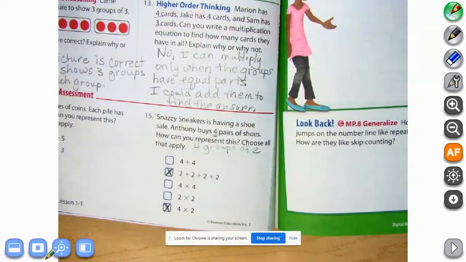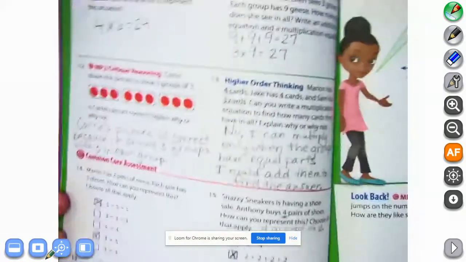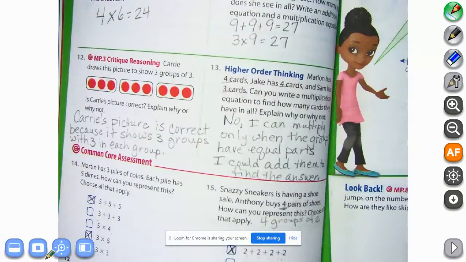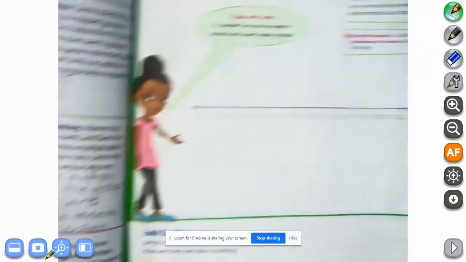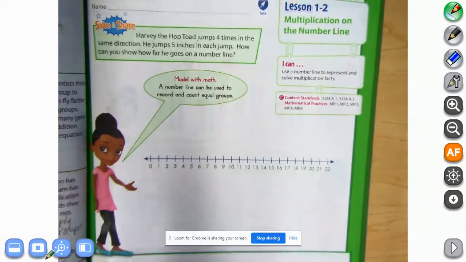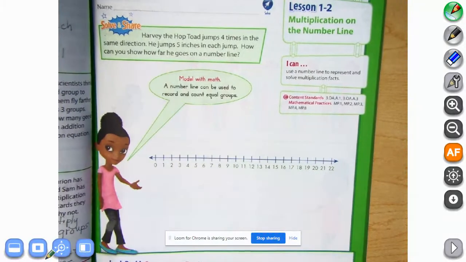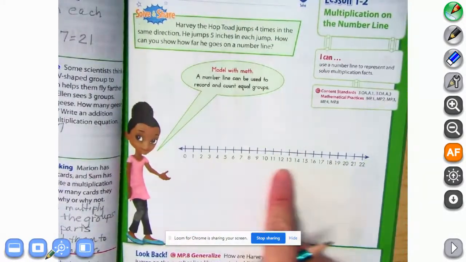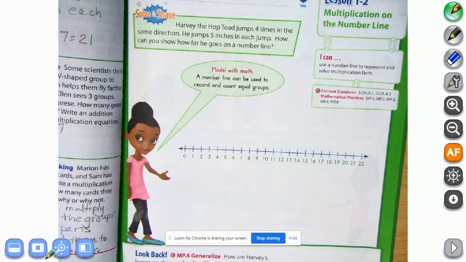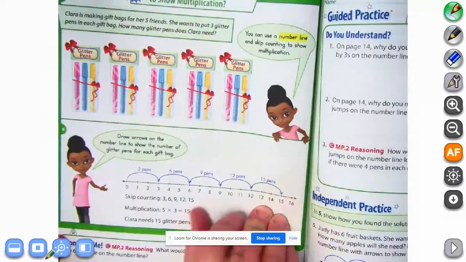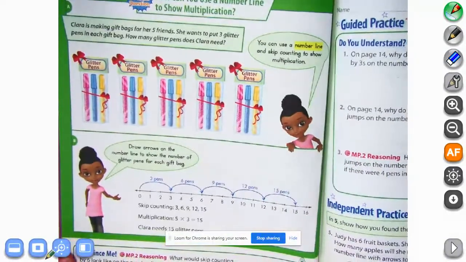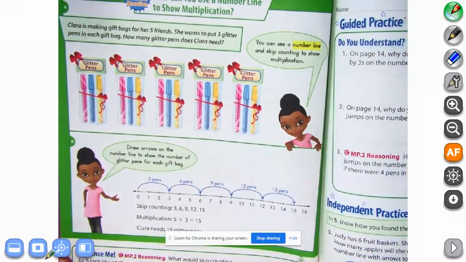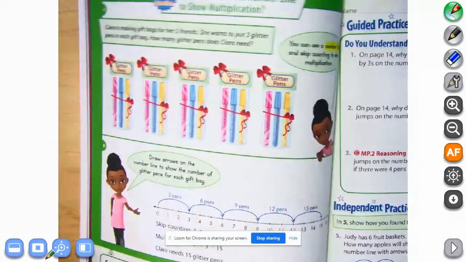All right. So make sure you've made your corrections on our homework. And then we're going to keep our book open, and we're going to be starting our lesson 1.2, multiplication on the number line. So here's an example of a number line. We're going to watch our video, and our video is going to go along with page 14. So if you'd like to turn to page 14 now, then you can see that as we do the video.